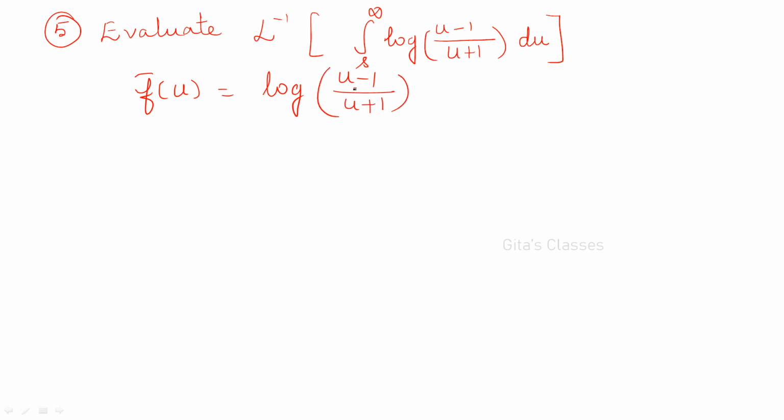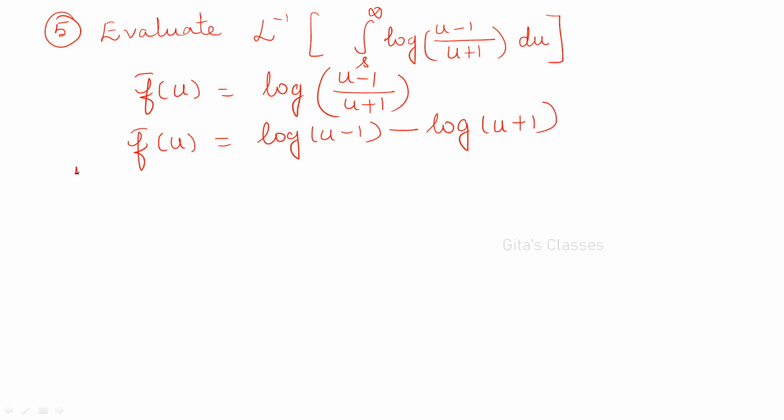Whenever you have the functions log, tan inverse or cot inverse, what you have to do? Do you remember? You have to differentiate. So d by du of, so this can be written as f bar of u is equal to, first let me expand it. So log of u minus 1 minus log of u plus 1.